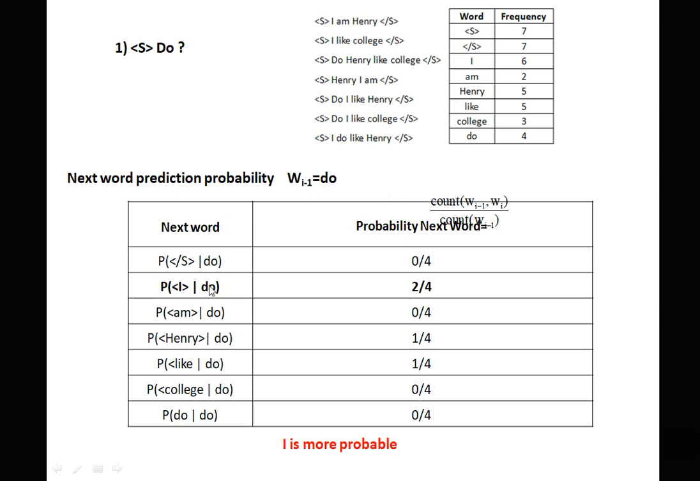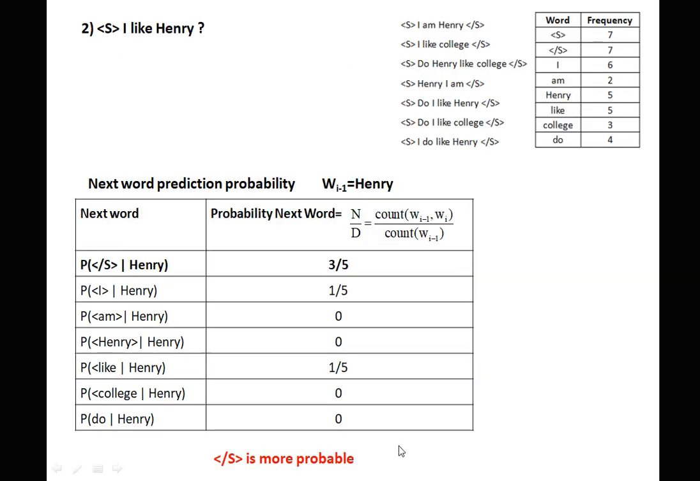We have to check after do how many times I comes. So for example, see, do I, so 2 times it comes. After do, how many times is am coming? 0. We will check how many times after do Henry is coming. Do Henry, 1 time. After do, how many times does like come? Do like, so 1 by 4. And for all the other words, there is no combination of do and do, and no combination of do and college. So this is our previous word, and this is our next predicted word. So here we are getting the probabilities. Here the probability of I is more, so I is more probable.